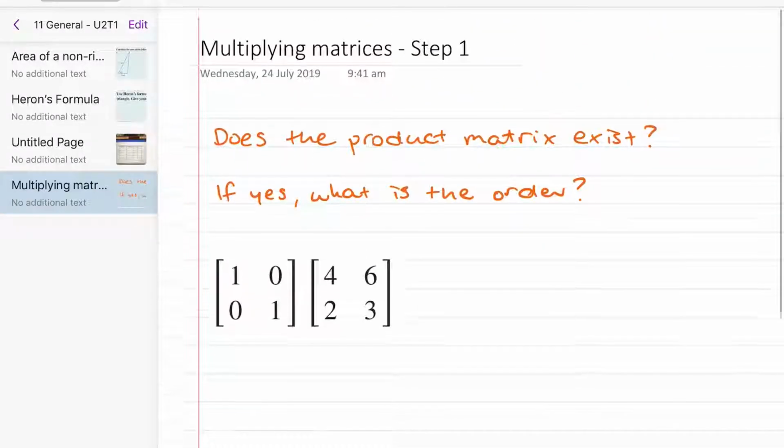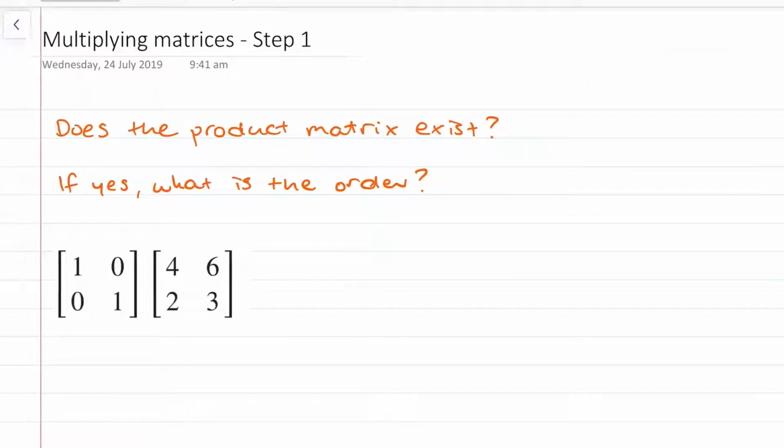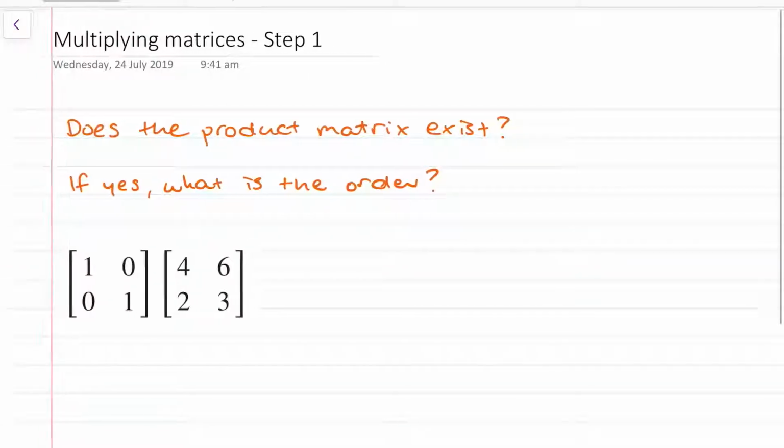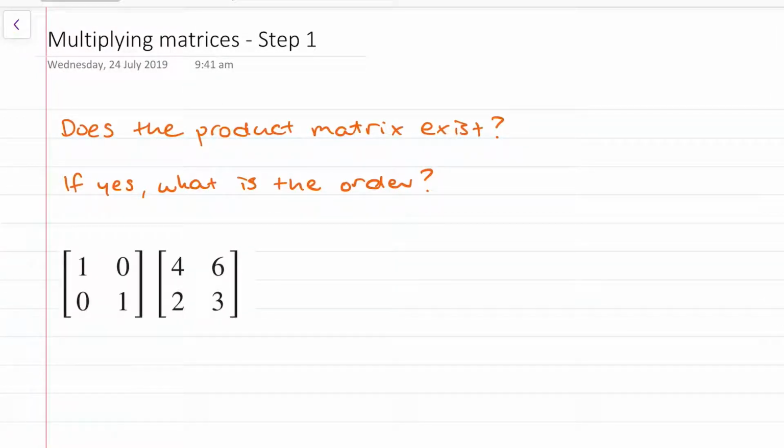Okay, welcome guys. Just looking here at multiply matrices. Before we really get into actual multiplication or finding the product of matrices, there's a couple of things that we need to make sure we know. First one being, does the product matrix exist? Okay, so that's the first question we need to answer.